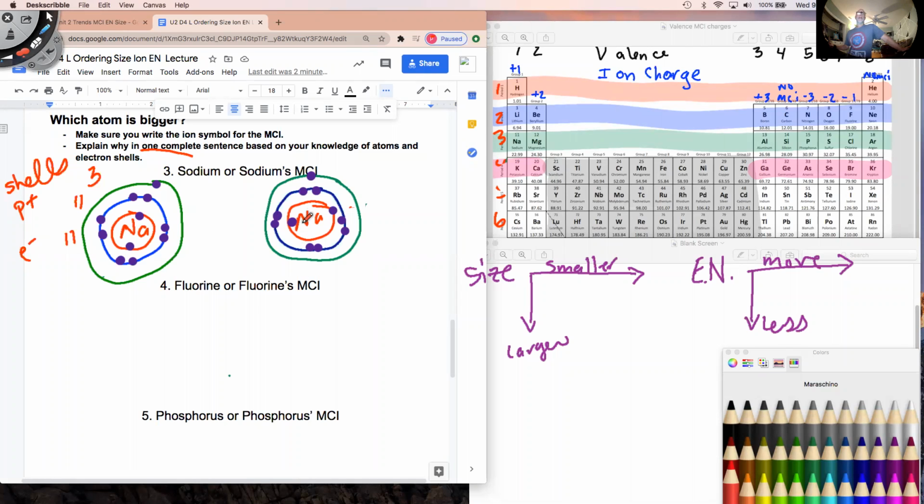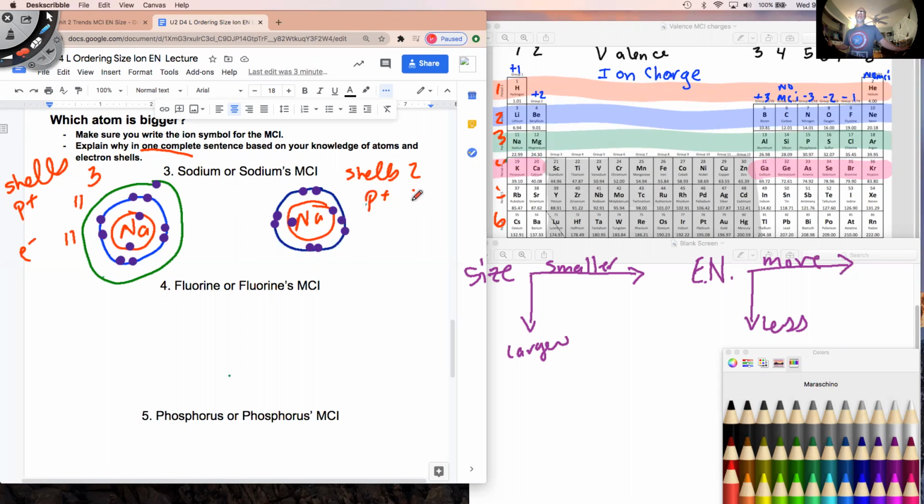So now let's take a look at our MCI. First thing we have to do is figure out, does sodium want to gain or lose electrons? Sodium has 1 electron on the outside, so hopefully all of you are saying that sodium is going to want to lose that 1 electron. In doing so, sodium is going to have 2 shells. So the number of shells for sodium is going to be 2, right? And right away, we know which one's bigger because this one has 3 shells, that has 2 shells.